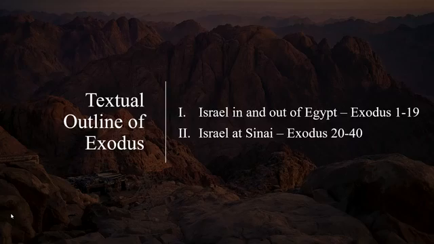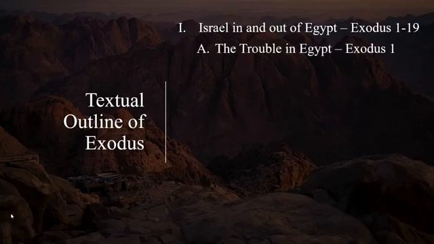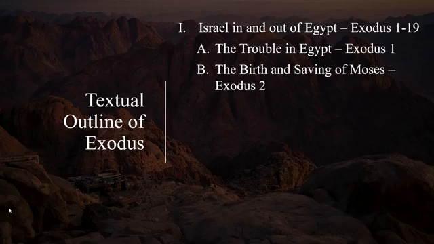So I want to look at this outline and expand on it just a little bit here. In the first half of the book, you see Israel in Egypt and coming out of Egypt. We know about the trouble that arises in Egypt because of the growth of the Israelites there. We see about the birth and the salvation of Moses as his parents make sure that he is saved. He is taken into Potiphar's house.